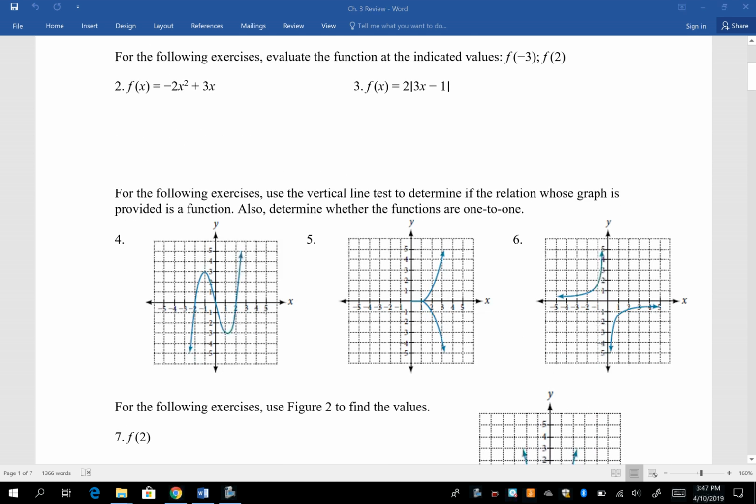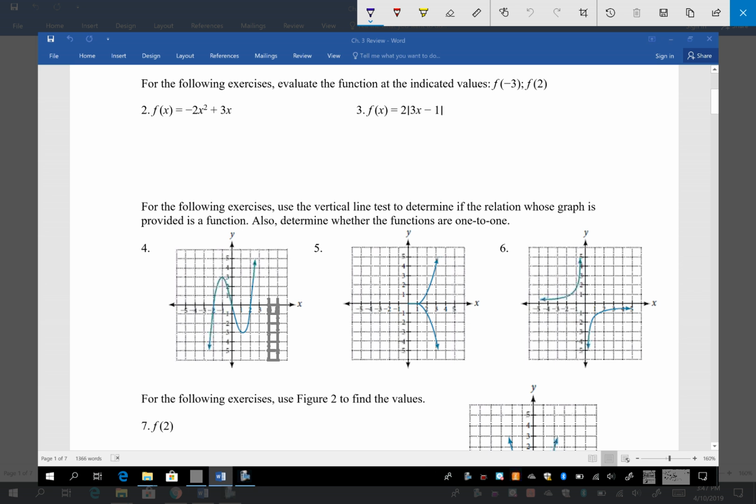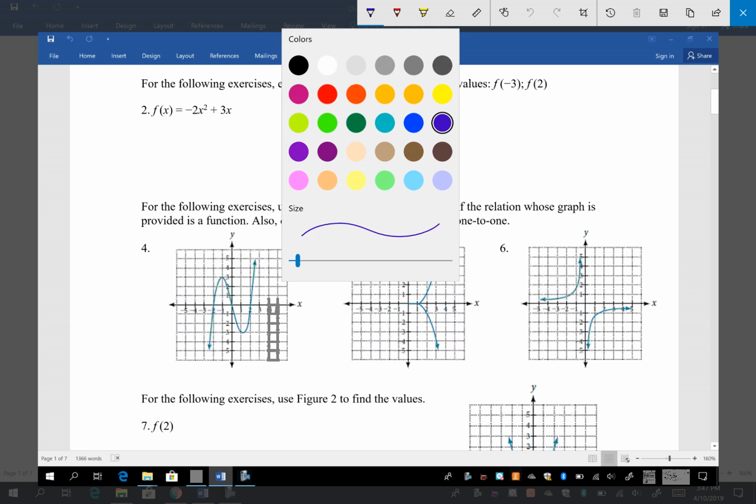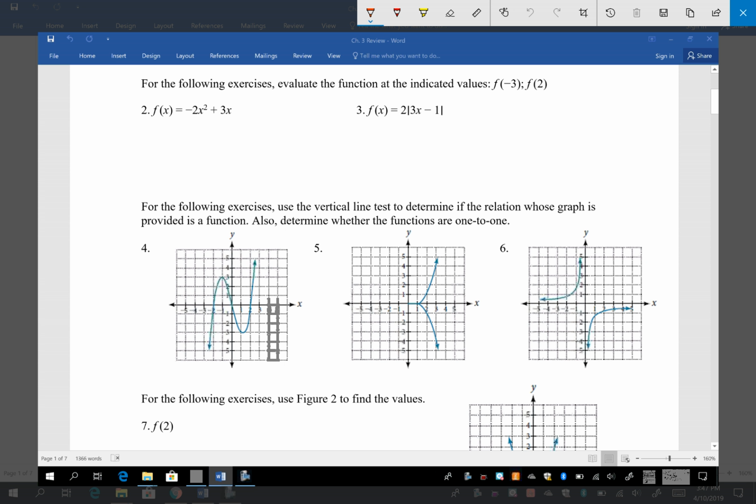All right, number 3 is an absolute value function that they want you to evaluate with 2 input values, -3 and +2. So if I do f of -3, 2 times the absolute value of 3 times -3 minus 1. Okay? Edgar, let's see if you got it. What's 3 times -3? Minus 1. What's the absolute value of -10? 10 times 2. You did it. Perfect. Done. Okay.